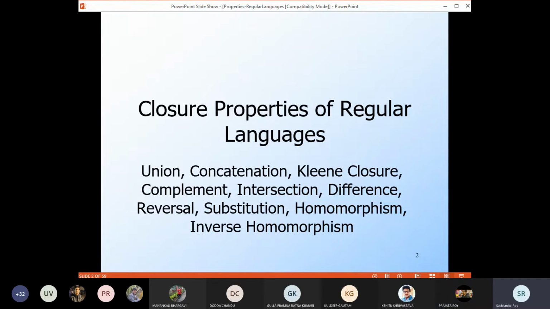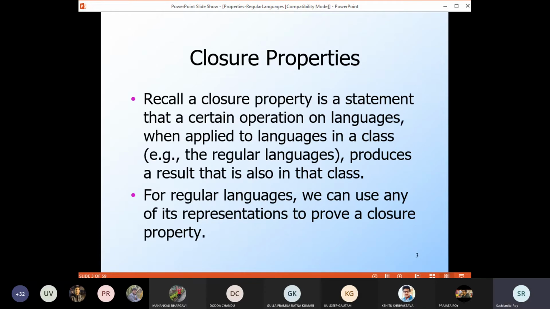Now, closure properties we will discuss on the basis of around 9 or 10 different operations. Okay, and the operations you can see on screen right now. And what is a closure property? I'm sure you have encountered closure as a closure property in discrete maths in the previous semester. Okay, when is a particular operation said to be closed?